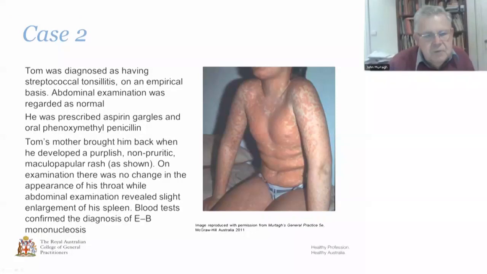So I looked at his throat, it still looked the same, but the abdominal examination revealed a slight enlargement of the spleen. We've tended to go for mononucleosis, and blood tests can fill in the diagnosis.